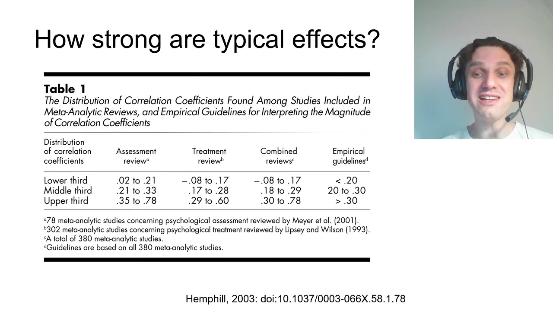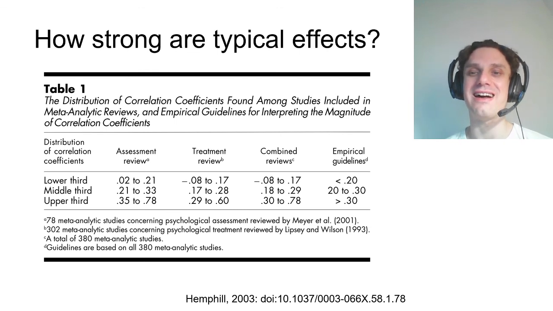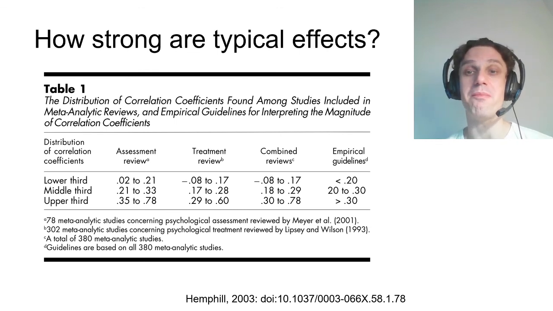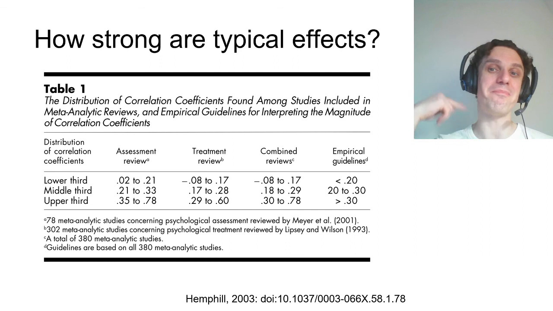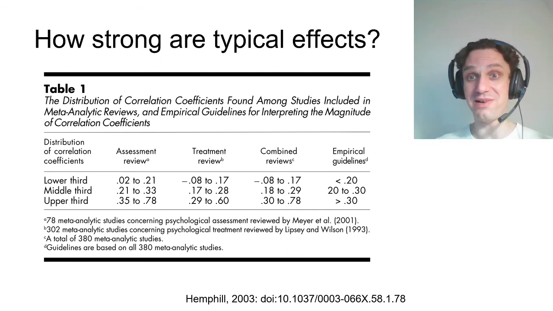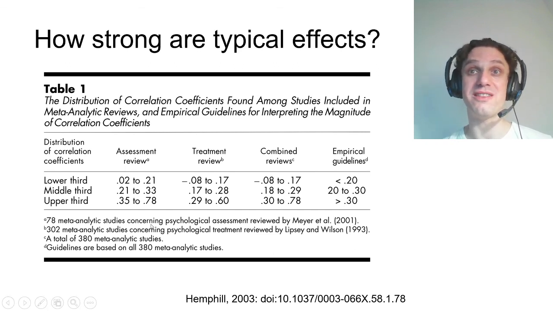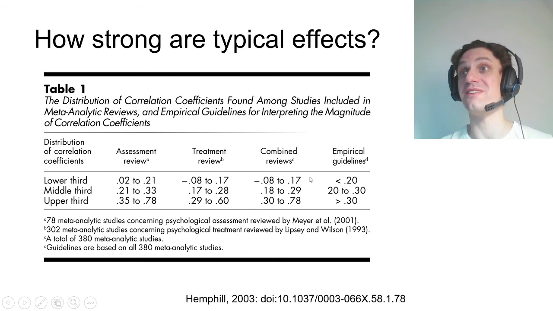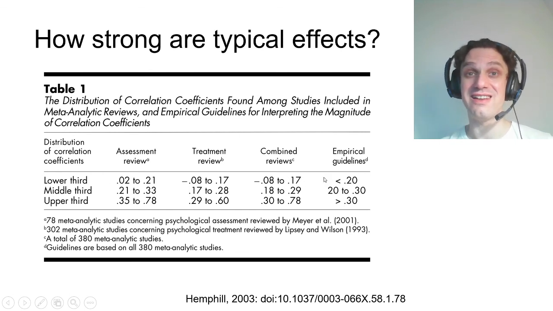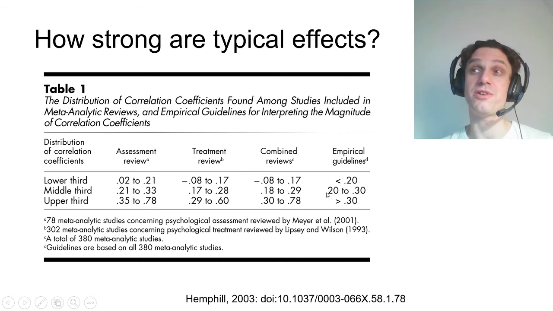And if we look at real effect sizes in psychology, one of the best sources I found was this meta-analysis of 380 meta-analytic studies. So it's a meta-analysis where people have combined basically all the effects found in psychology and tried to find out how many effects of different sizes there are. So overall, they discovered that about 1/3 of effects are below 0.20, about 1/3 of effects are above 0.30, and the middle third of effects are 0.20 to 0.30.